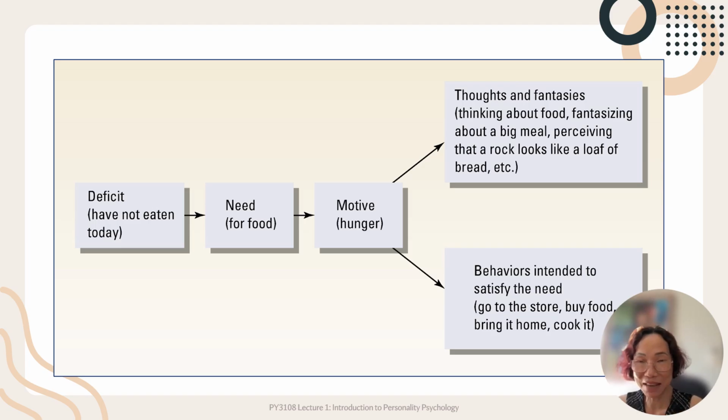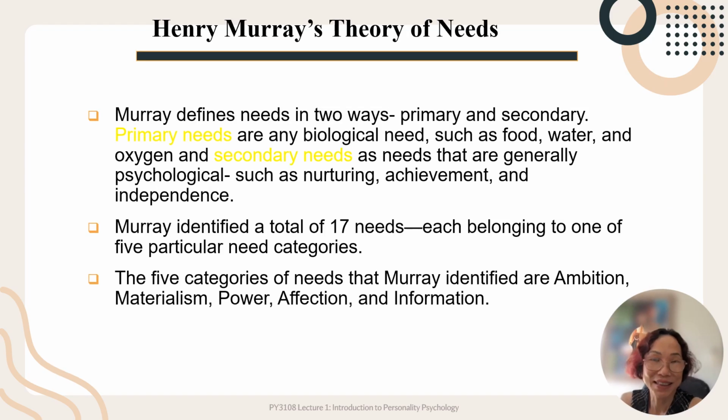Another way is behaviors intended to satisfy the need. For example, go to a store, buy food, bring it home, cook it, and eat it. So these are the different levels of satisfied need from a Murray perspective. Murray defined needs in two ways, primary and secondary. Primary needs are the biological needs such as food, water, oxygen, air. And secondary needs are more about the psychological needs such as nurturing, achievement, independence, and love.